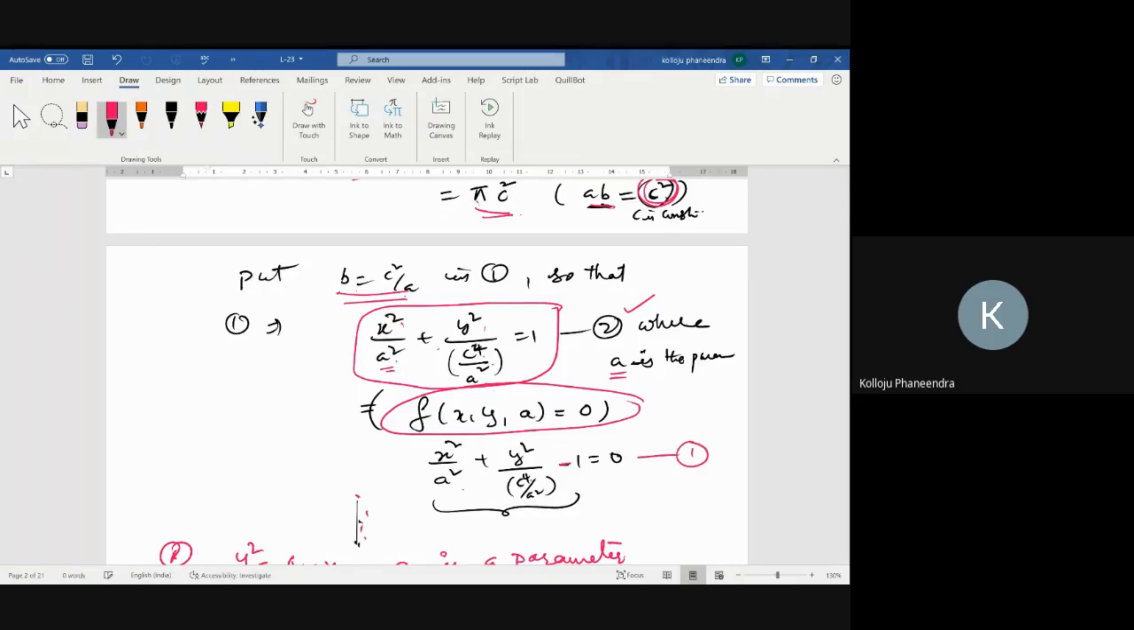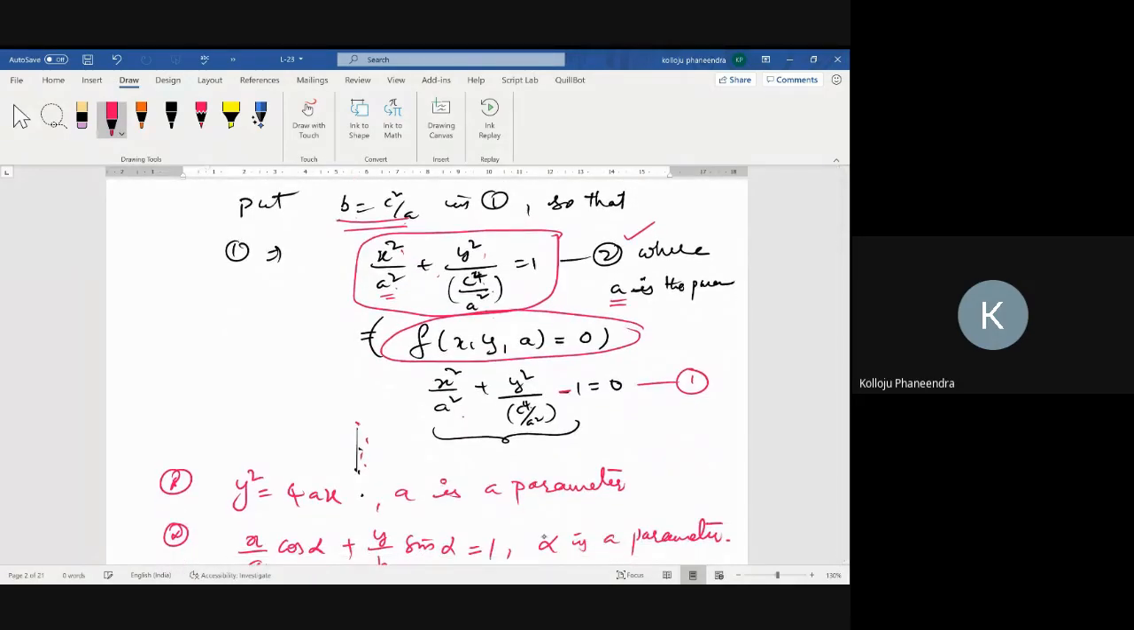This is the first equation. What is another equation I can write? Another equation is dou f by dou a equals 0. Get this, and this is equation 2. Solve 1 and 2 for elimination of a. That gives the envelope. Okay, this is one model problem involving two parameters. We have to eliminate one parameter by using the given condition.